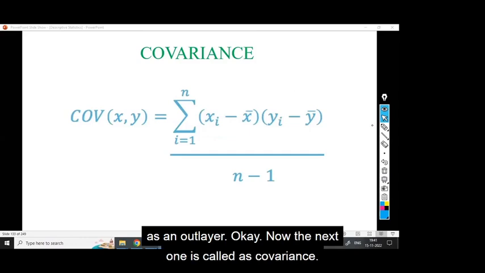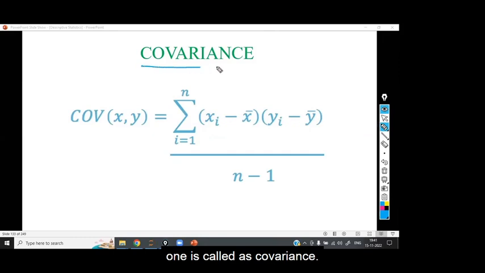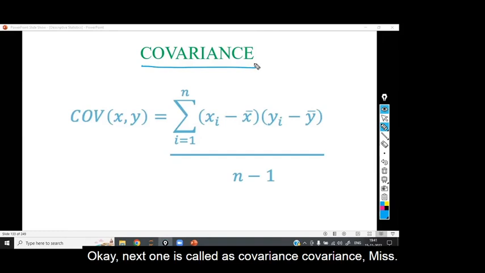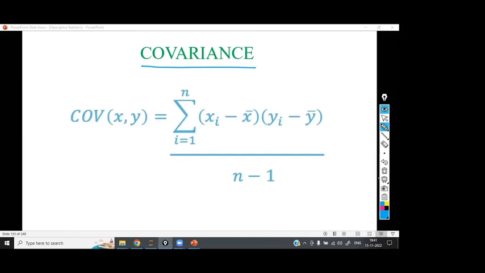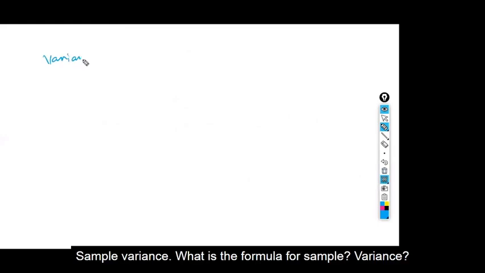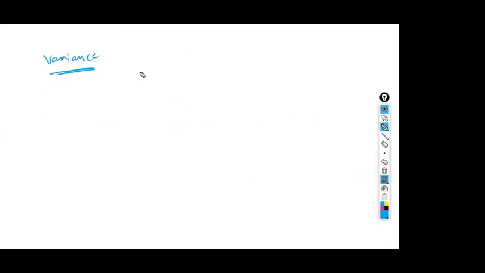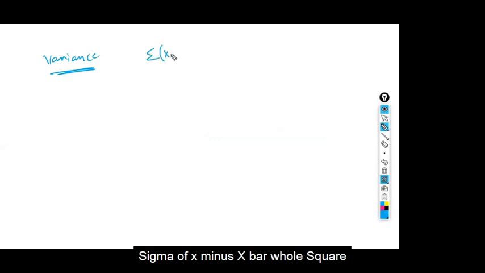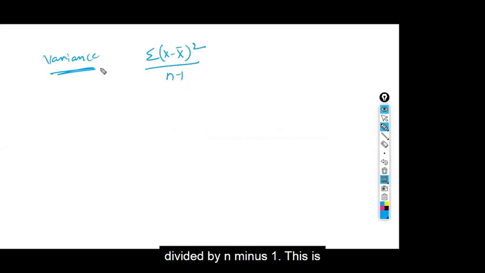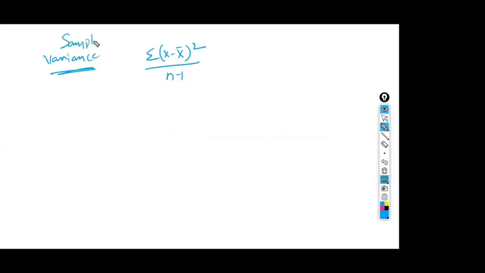Okay. Now, the next one is called covariance. Covariance means, now tell me, what is the formula for variance? Sample variance. What is the formula for sample variance? Sigma of (x minus x bar) whole square divided by n minus 1. This is for sample variance.